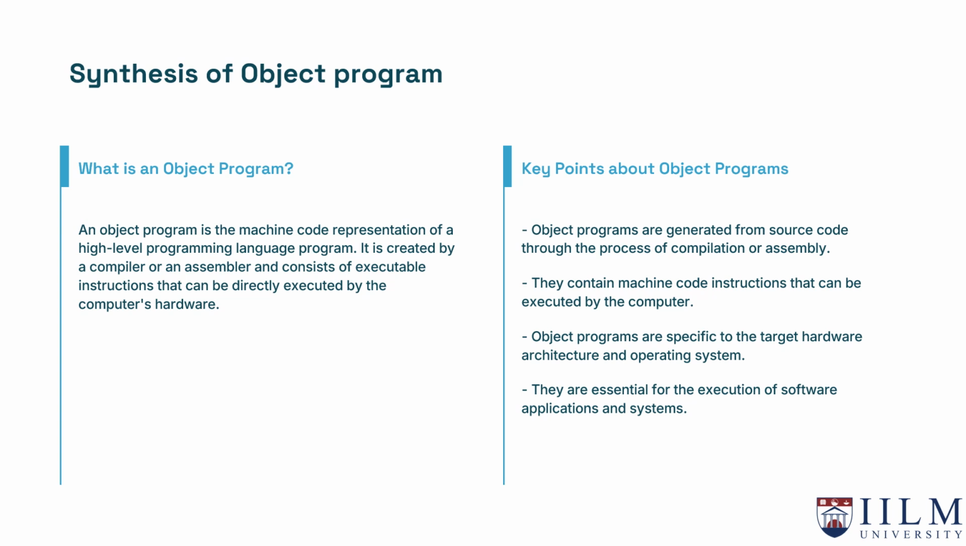So whenever the synthesis of this object program is carried out, we need to find some key points in the object program. Of course, you know that objects are instances of the class. The object programs are generated from the source code through the process of compilation or assembly. For example, as we already discussed in Java, we compile the source code, and after compilation it creates bytecode. They contain machine code instructions that can be executed by the computer.